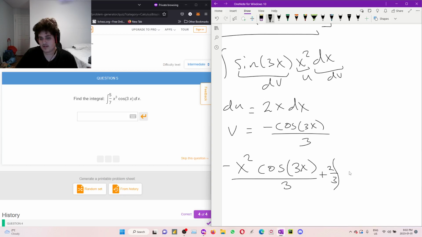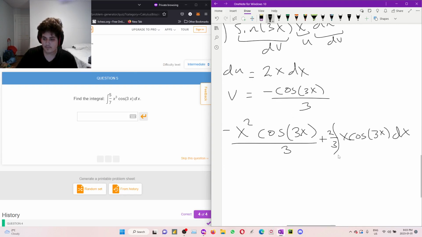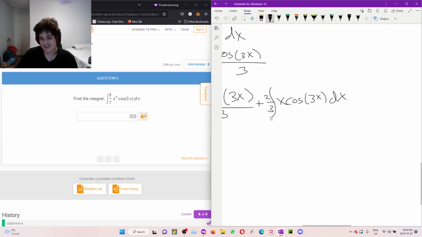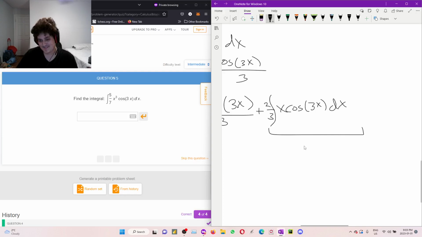So we just have cos 3x, x cos 3x dx. Because we multiply these together, you get minus 2/3 x cos 3x dx. The minus 2/3 we can take out, and there was already a minus here, so it turns positive. So that's good. But now we have to do this, so this is our last step.